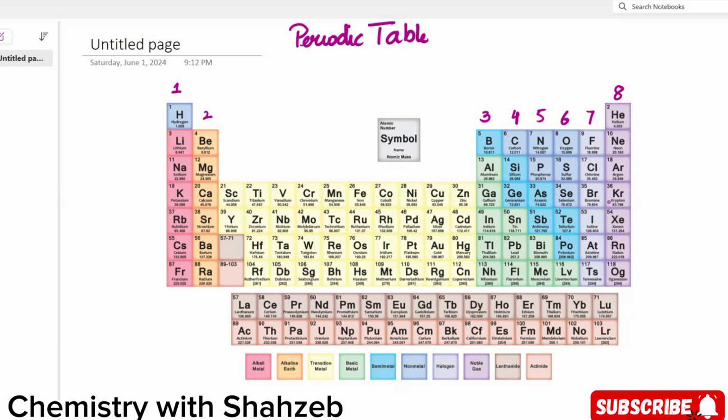So these vertical columns are basically called groups. And what do these groups represent? They represent the number of electrons present in the outermost shell.